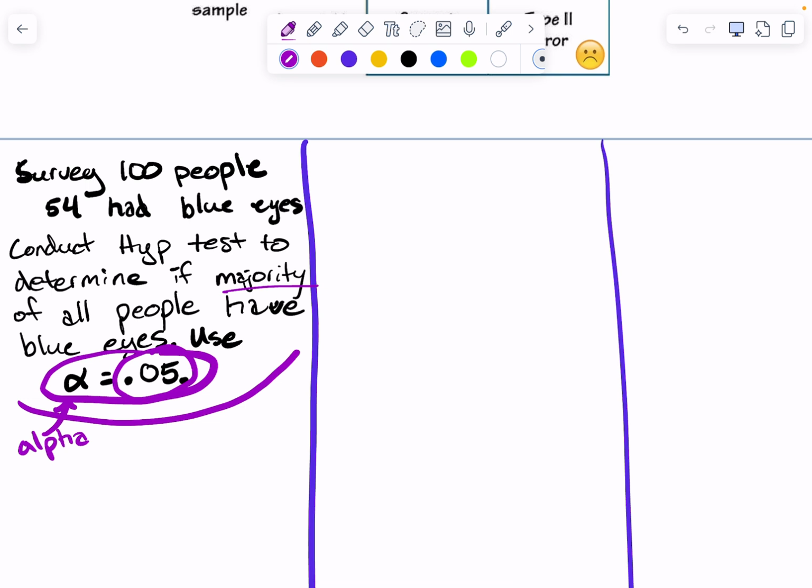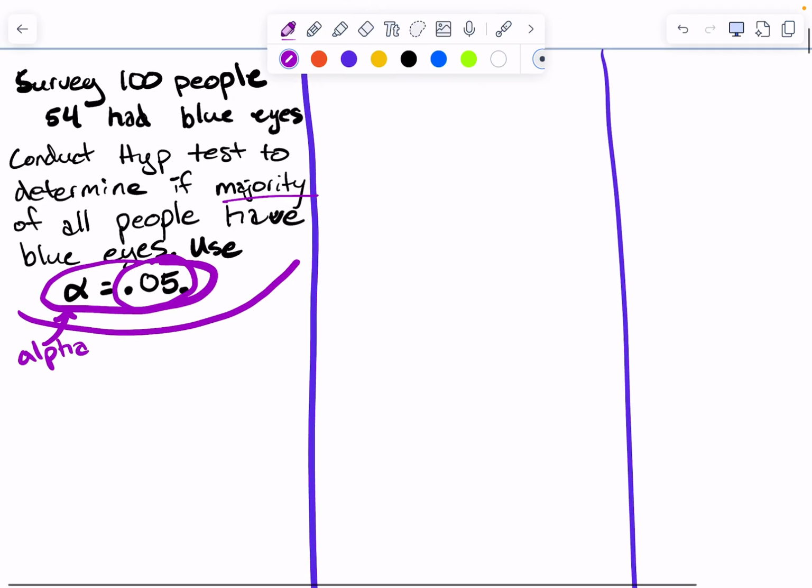And they just say, do the hypothesis test to tell me whether that means I can conclude that a majority of all people have blue eyes, right? Because according to my data, 54 out of 100, that is a majority, right? But would that be true for all groups, like all people, right? Okay, so step number 1.